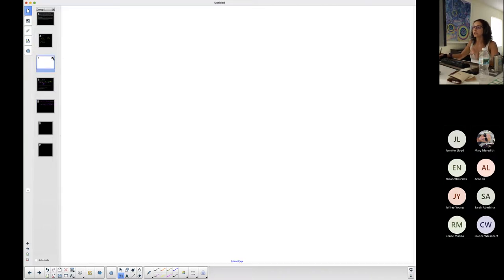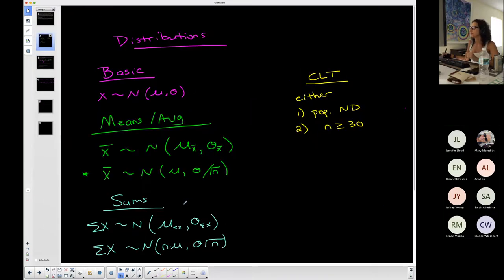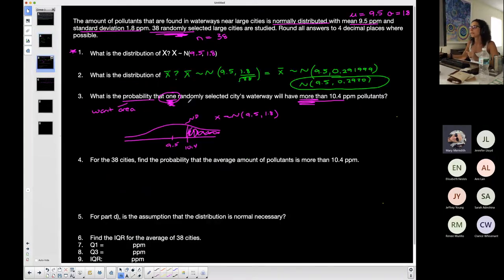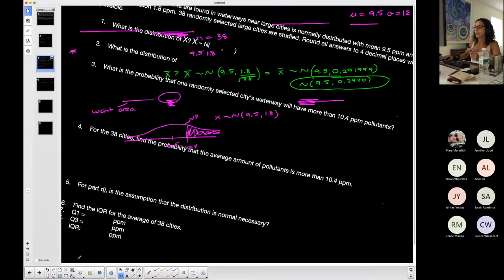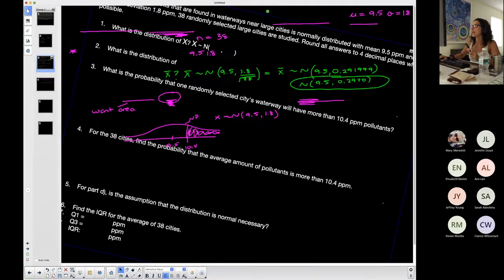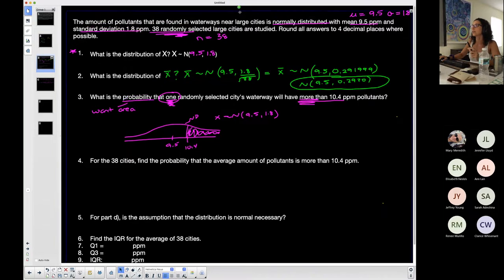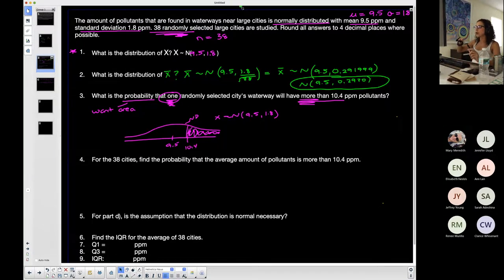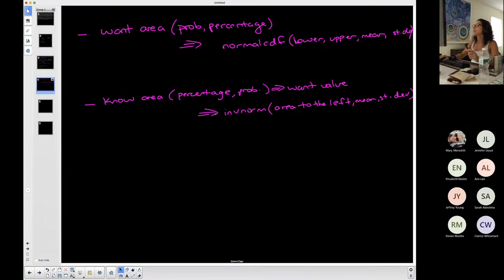The only thing that's extra for this week is which distribution you are on. Now, my instructor said for percentage, it's inverse norm. For percentile or quartile, it's inverse norm, because in that situation, you're given the percentage. A quartile is a percentile. So if I want Q1, that is the 25th percentile. That means I know the percentage, I know I want the 25th percentile. That means I know the area. Then I use inverse norm.